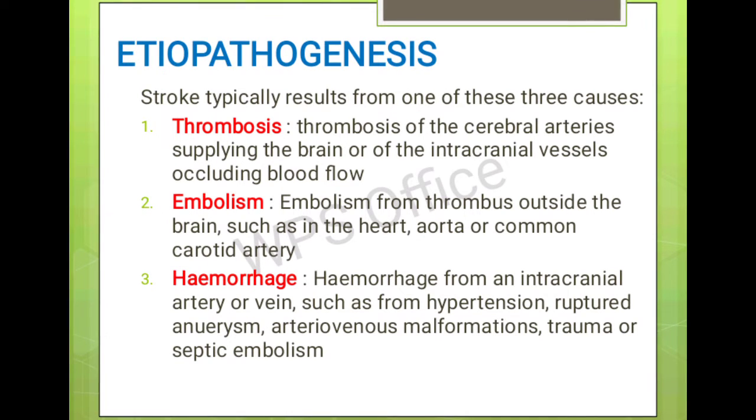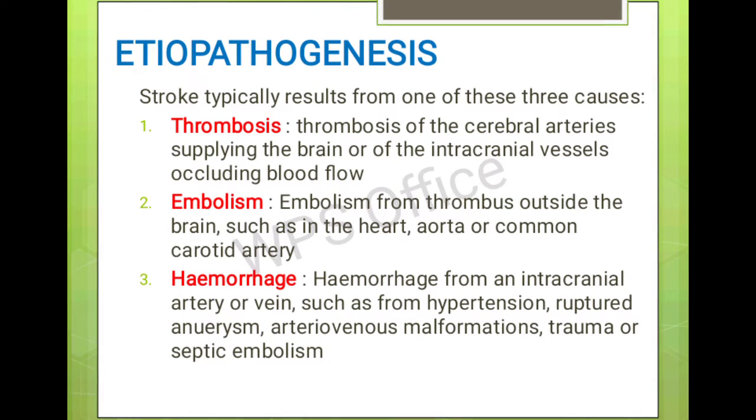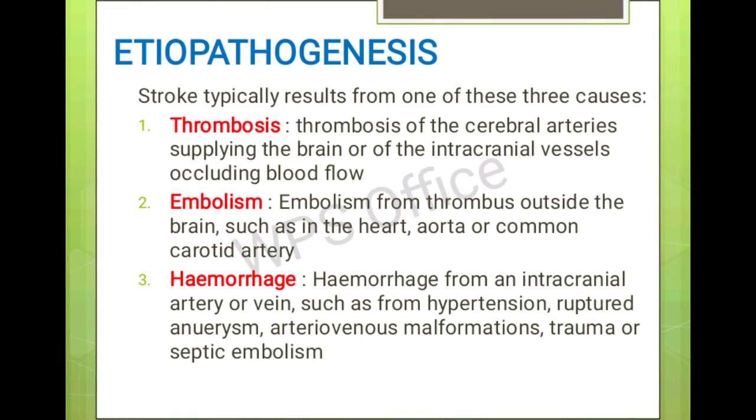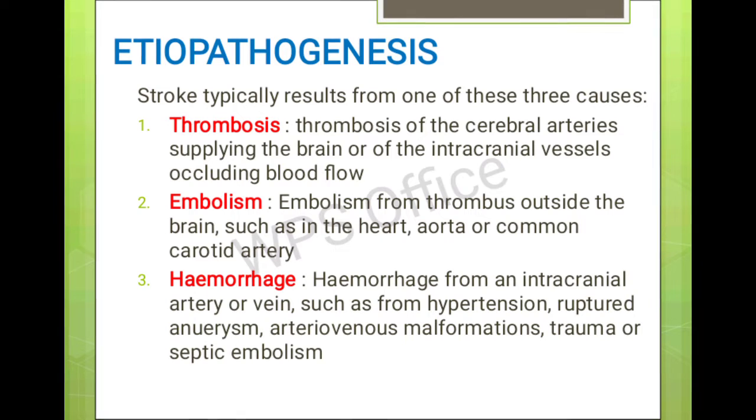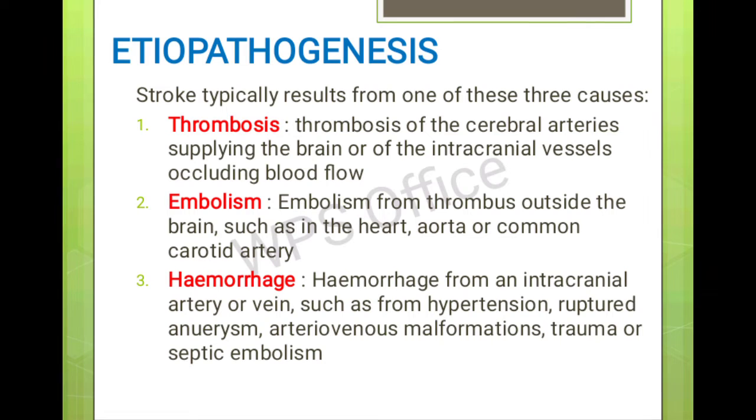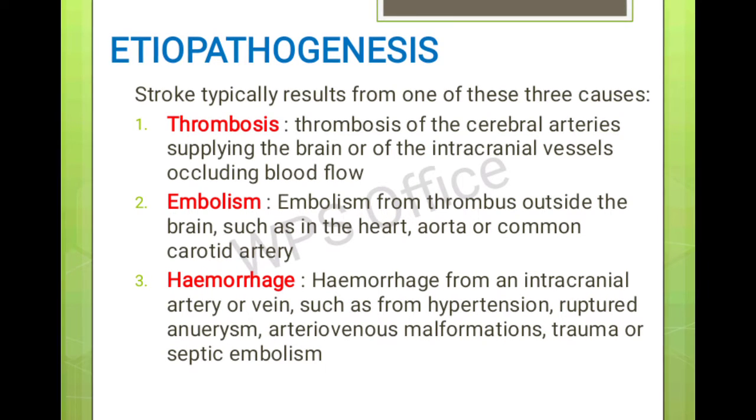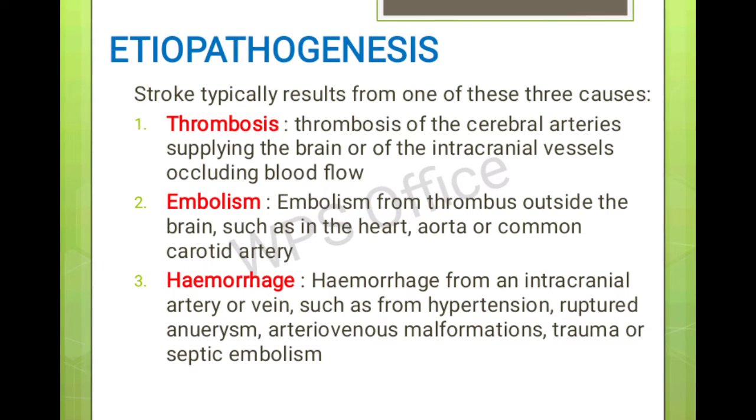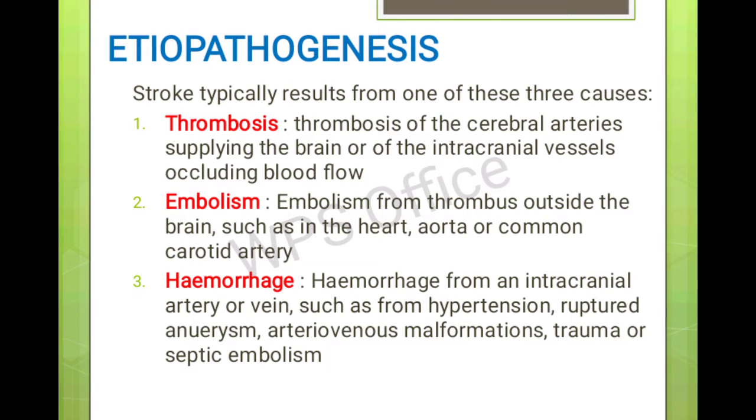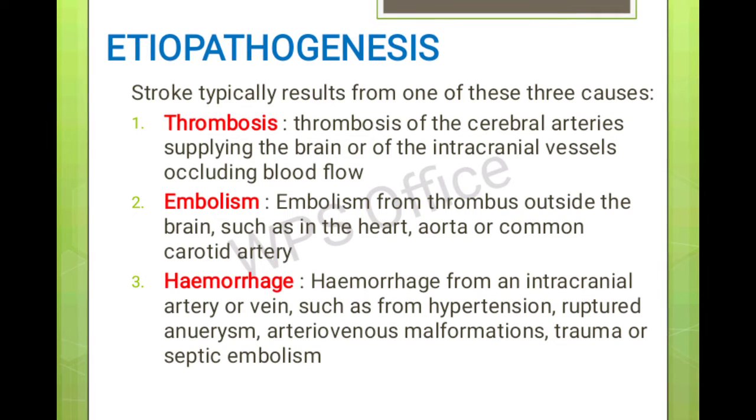Then the third one is hemorrhage from an intracranial artery or vein. When there is any hemorrhage in any of the intracranial arteries or veins, it may occur from causes like hypertension. Then ruptured aneurysm. In case of hypertension, there will be more pressure inside the blood vessels, and then it will rupture, or it can cause damage to the blood vessels inside the brain.